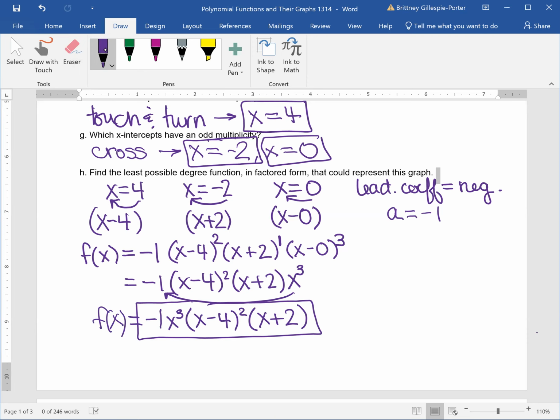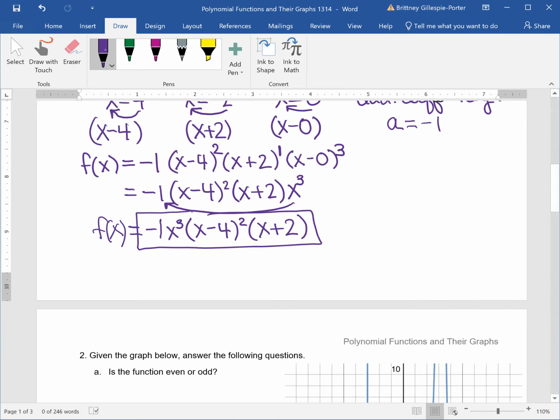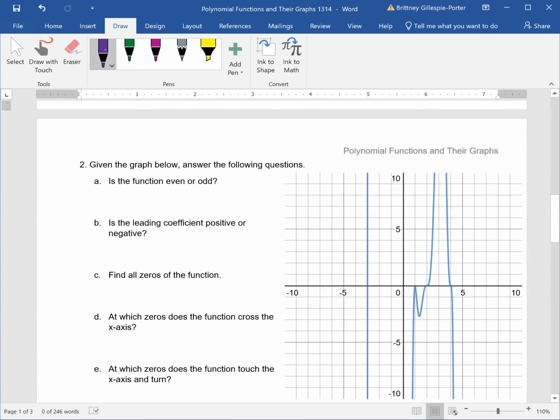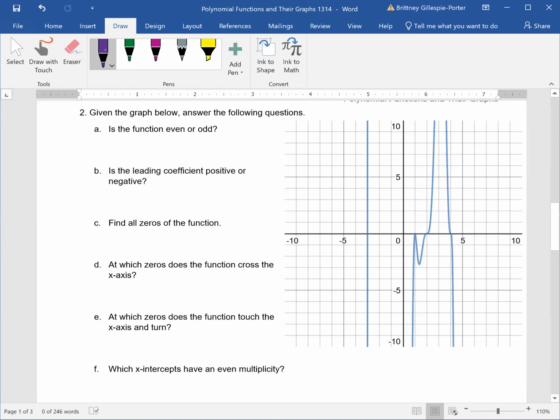Let's try another one. We have our function of our polynomials, and we have the graph. We need to connect them if we have jumps, because we have continuous graphs for polynomials. So I'm going to loop wherever there's a break. On my ends, I'm going to go ahead and draw my arrows.